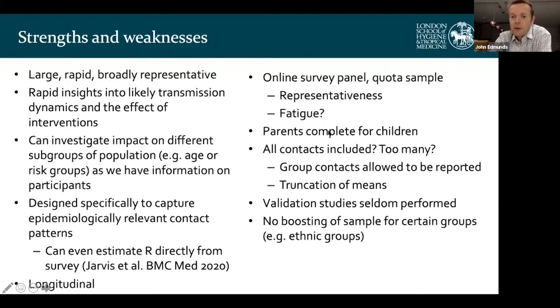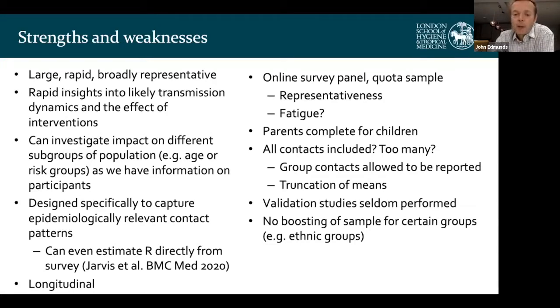In terms of the weaknesses, it's an online survey panel and a quota sample. And so, how representative is it truly of the UK population? Are we missing certain parts of the populace? Probably to some extent, yes. There's potentially an issue of people getting fatigued and bored of answering the same questions every other week. We haven't really picked up any evidence of that, but it is potential. And in fact, we don't allow people to fill out the questionnaire more than 10 times, and then we replace them.